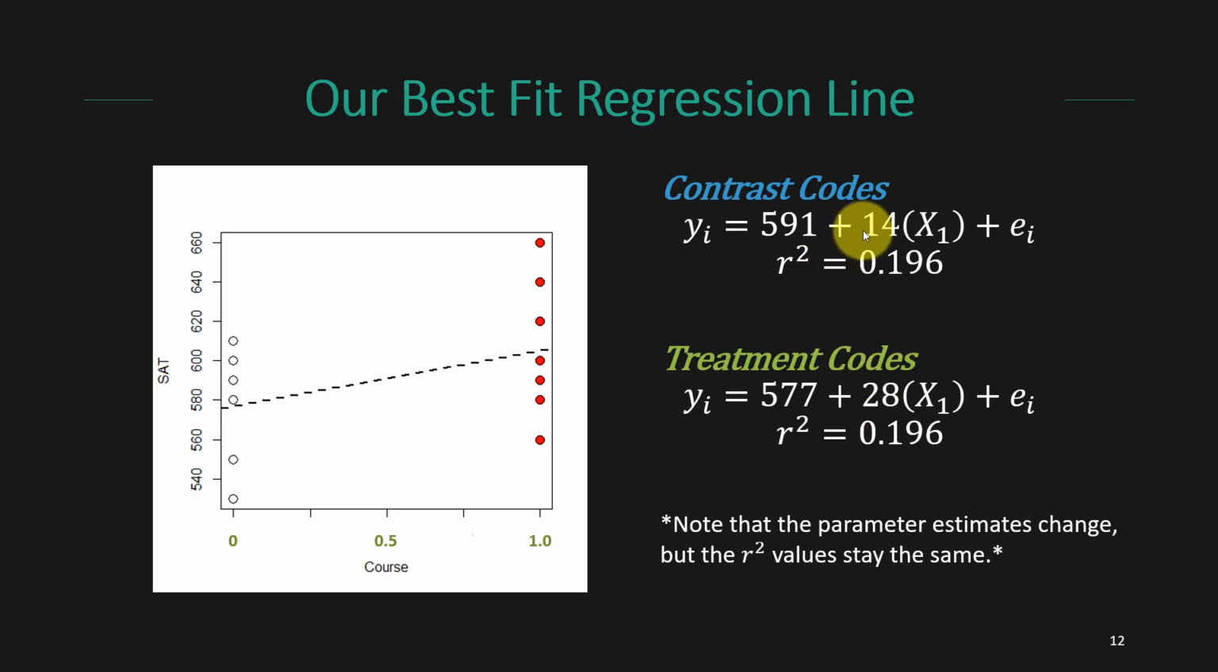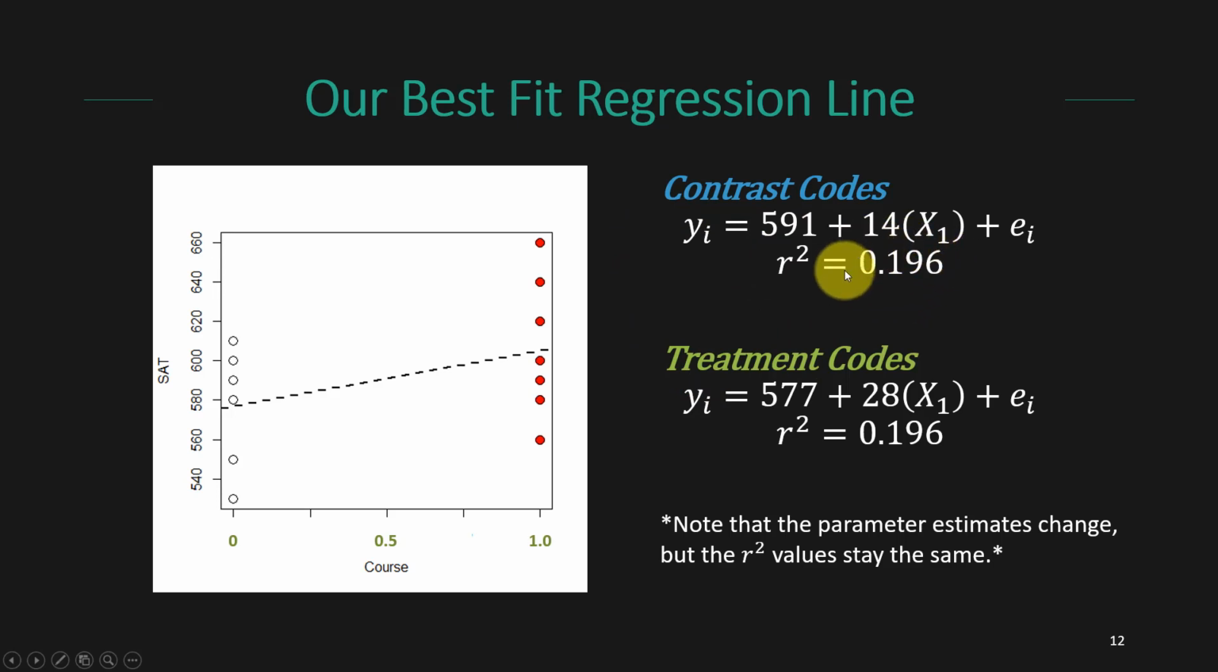Because in the contrast code, it took us 2 points to get from no course to course. In the treatment code, it now only takes 1 point to get from no course to course. And remember that the slope is always the predicted change in y for a 1 unit change in x. So by changing what an x equal to 0 means, and by changing what a 1 unit change in x means, the contrast codes and the treatment codes will give me different slopes and intercepts, but they will give me the exact same model fit.